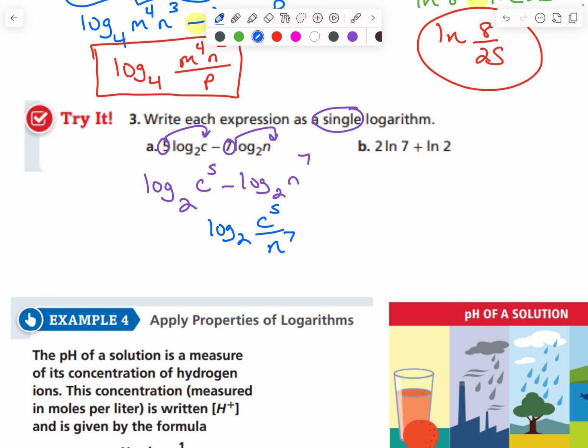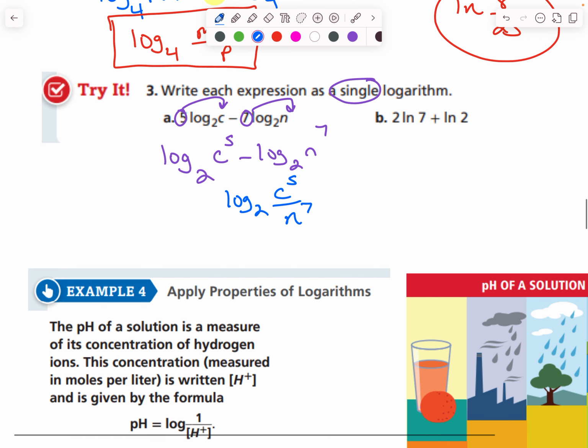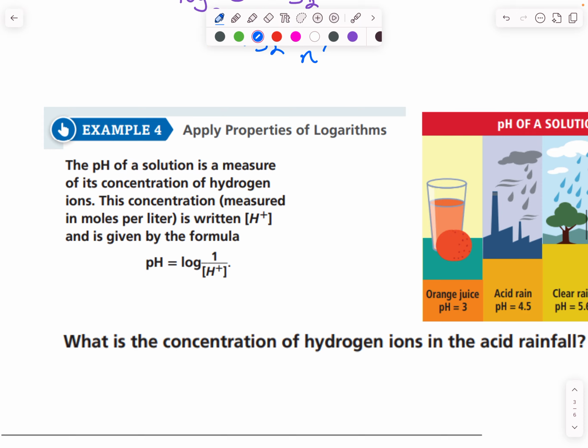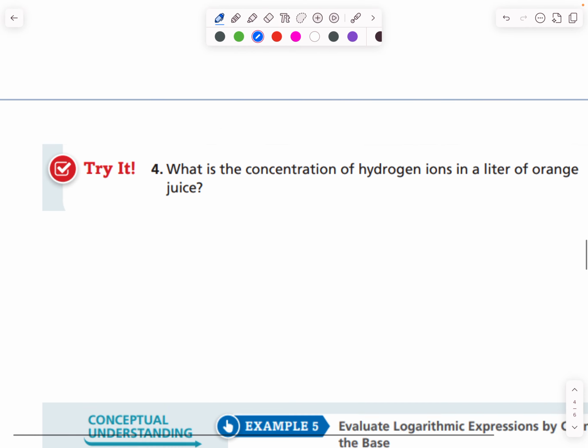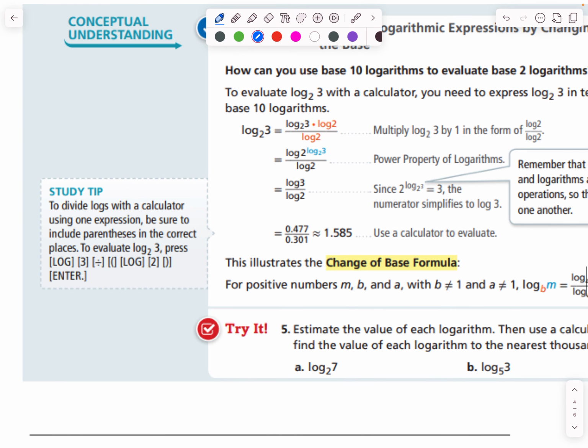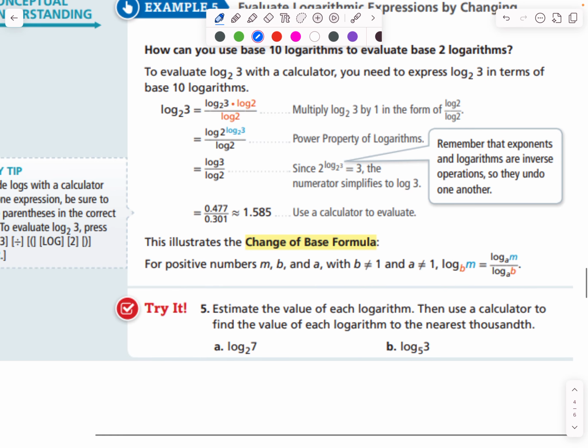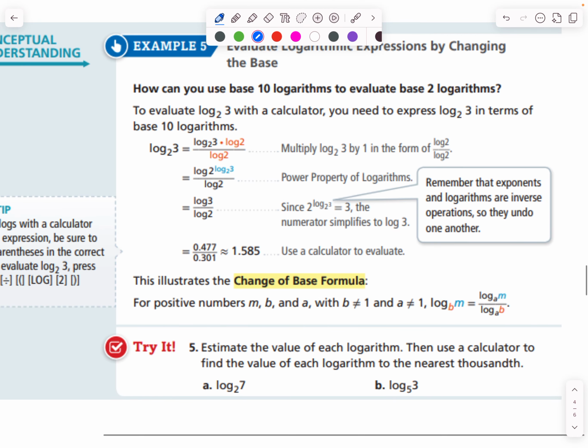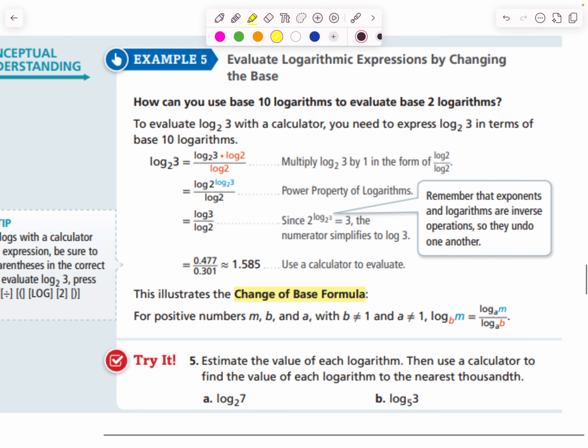The last little thing we're going to do here is something we kind of already talked about in class for those of you with calculators that do not allow you to put a base in. And this is something that's called the change of base formula. So I'm going to scroll ahead a little bit in here, go past some of these, and we're going to talk about this change of base formula a little bit. So in example 5, you're going to see a question. How can you use base 10 logarithms to evaluate a base 2 logarithm, or really any base logarithm?